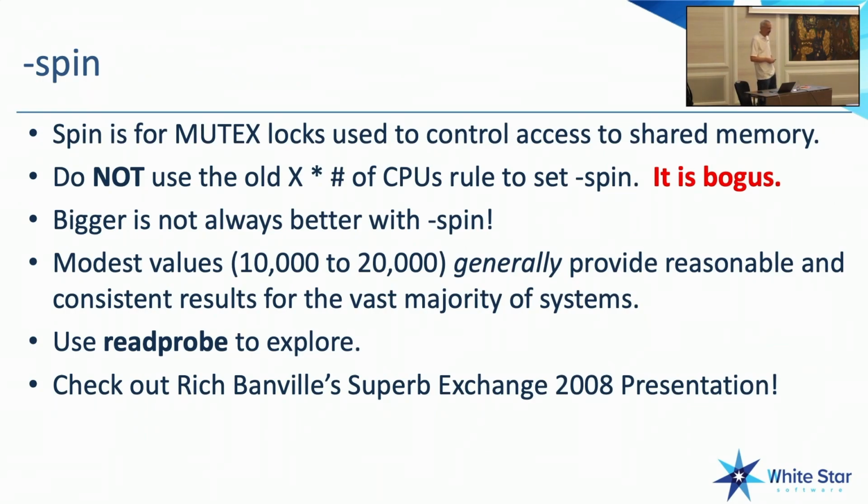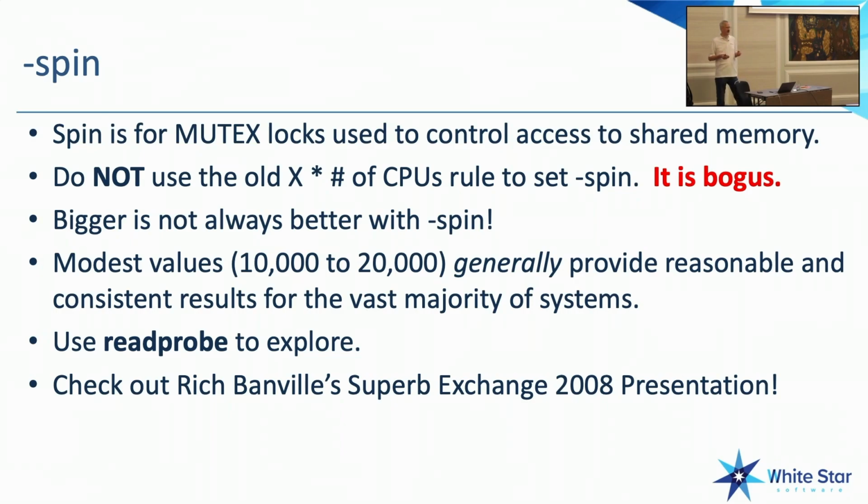Spin. So there's a parameter called spin. Once you've eliminated your I/O, you're likely to become bound on CPU because you don't have network and disk I/O holding you back. So now you've got to look at how the CPUs are behaving.